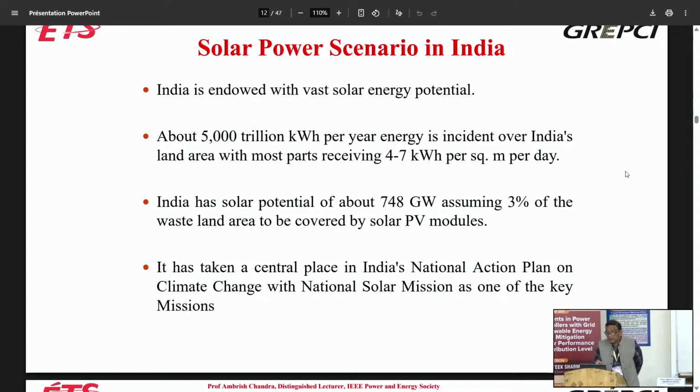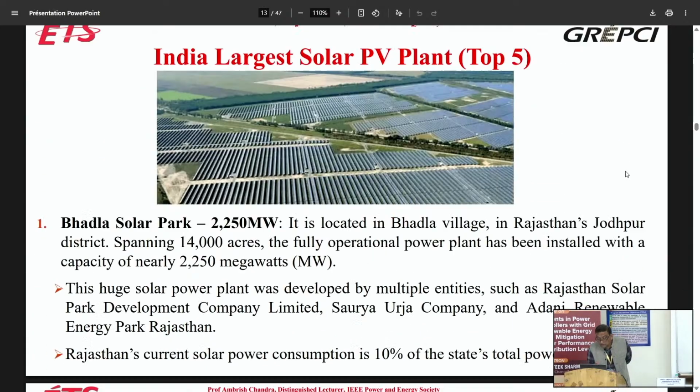India's largest solar PV power plant, Bhadla Solar Power Park, is 2,250 megawatt in Jodhpur district, Rajasthan, spanning 14,000 acres. You can see this photo, amazing.